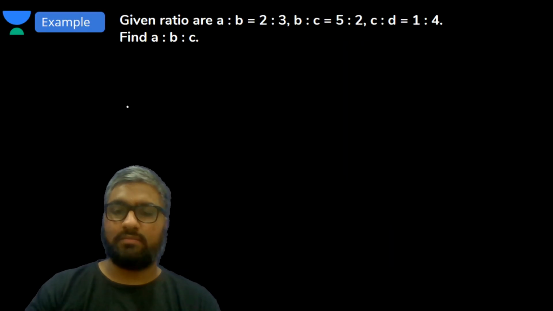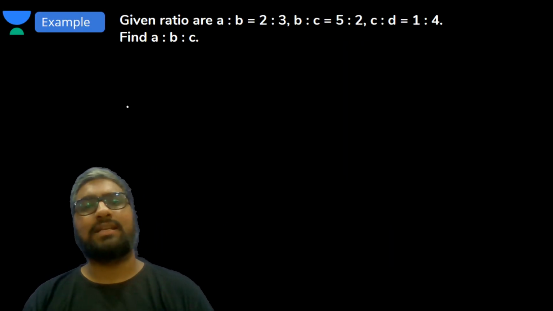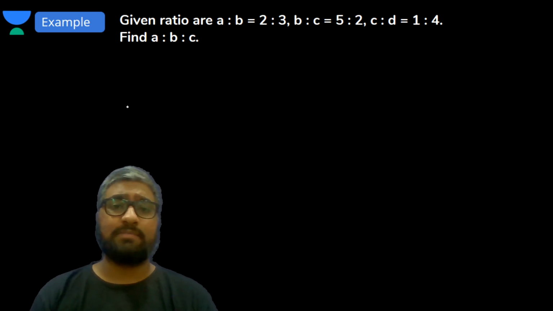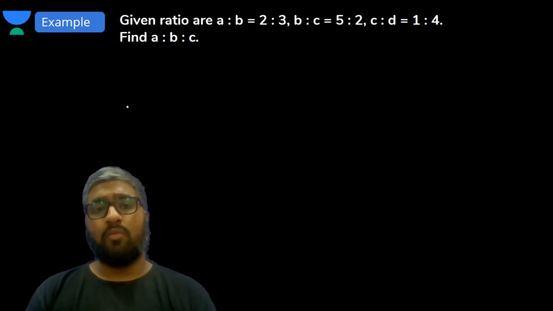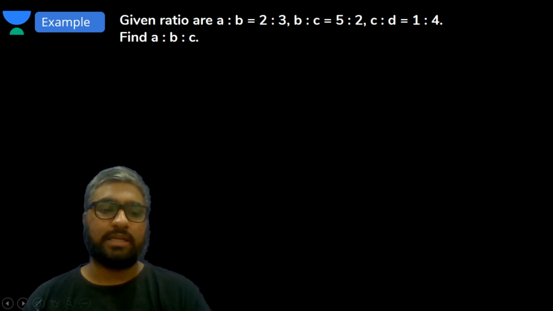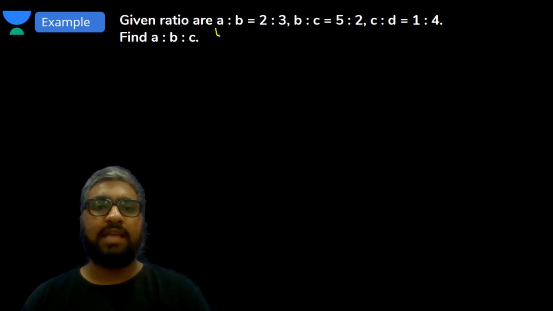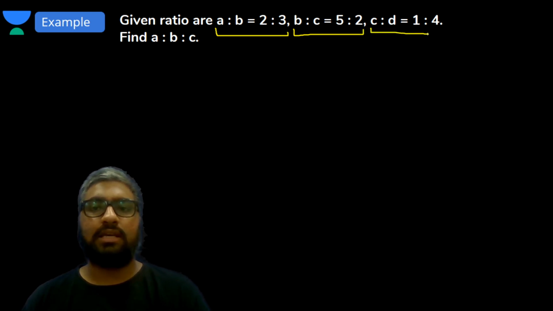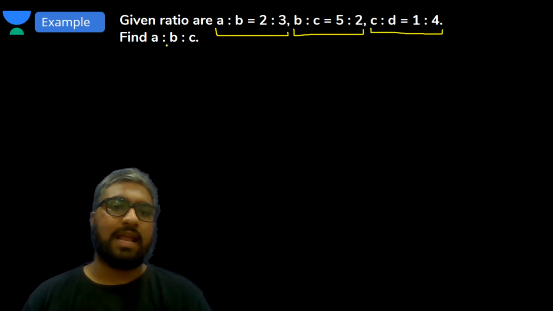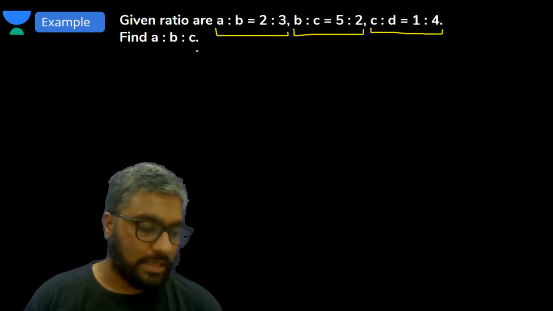Let's move ahead. Yes, let's look at an example. We have a question on the screen. Let's look at this very simple question. What is given to us? There's a ratio, not one ratio, but multiple ratios are given to us. We have A is to B as 2:3, B is to C is 5:2, C is to D is 1:4. They're asking what is A is to B is to C?